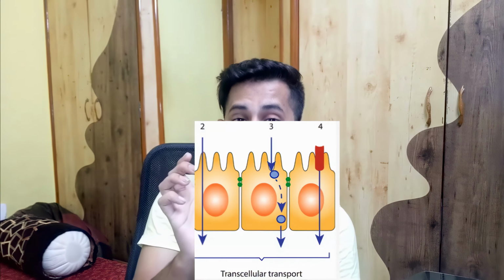So transcellular will let those molecules pass through them. Transcellular is when they pass through the channels of epithelial cells. And the remaining one, paracellular. Paracellular is when we let those molecules pass in between epithelial cells.